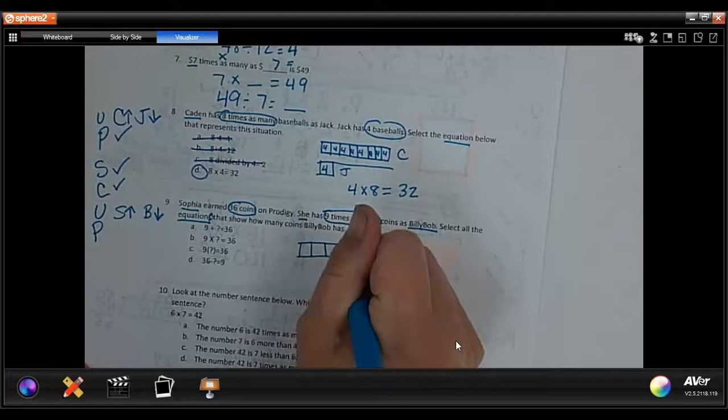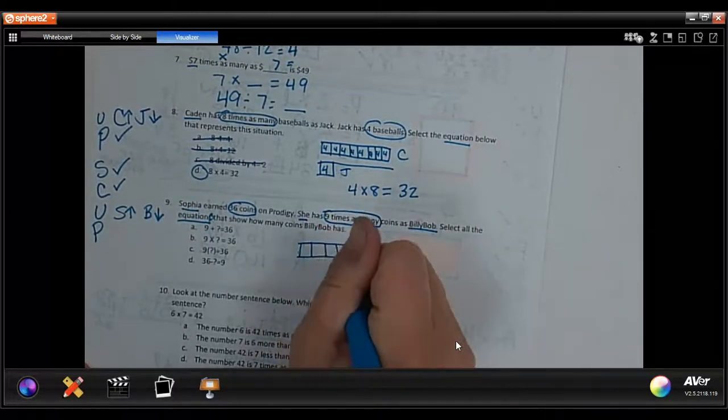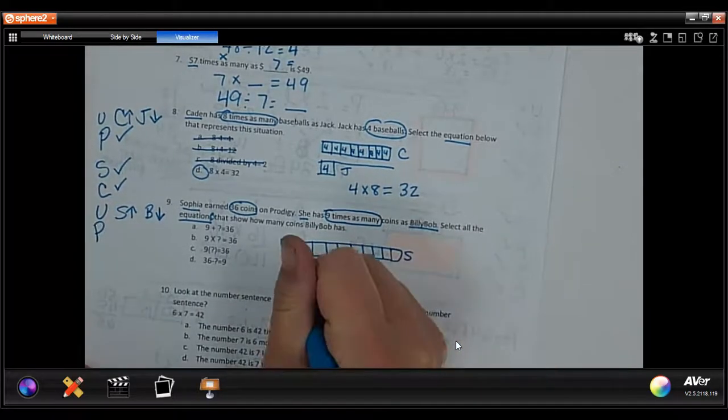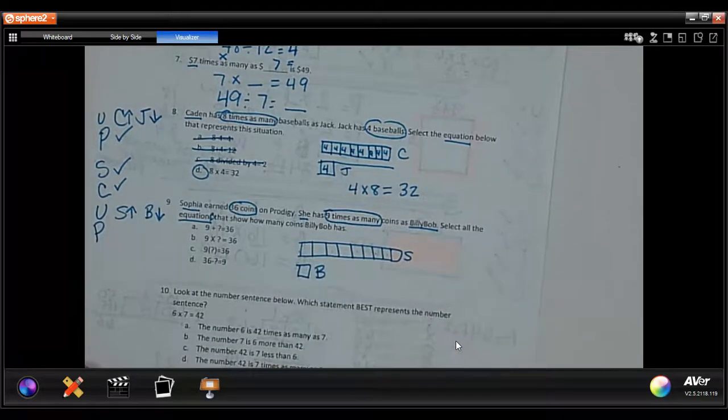1, 2, 3, 4, 5, 6, 7, 8, 9. Perfect. That's 9 times as many, and that's Sophia. I'm trying to figure out how many coins Billy Bob has, so he's going to have the one box down here.